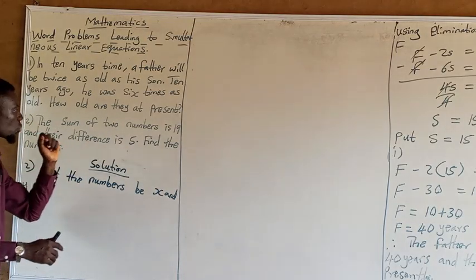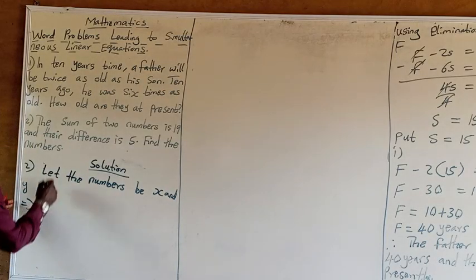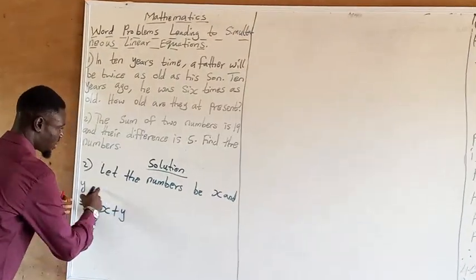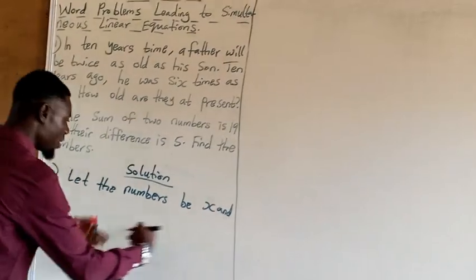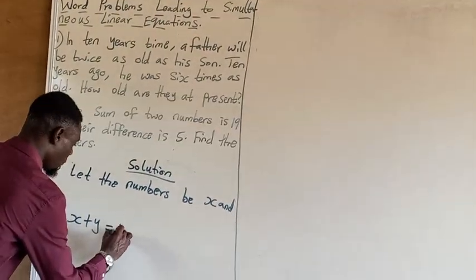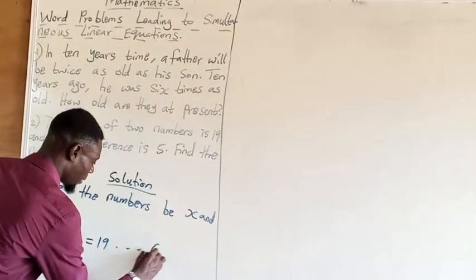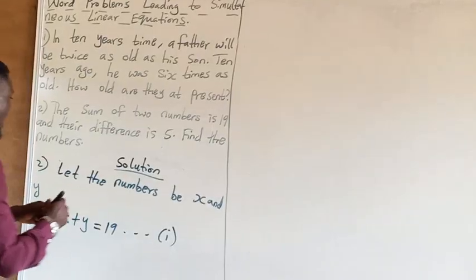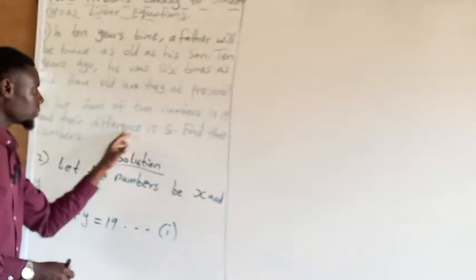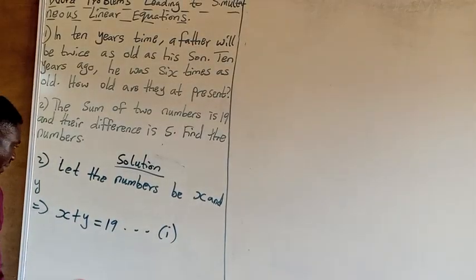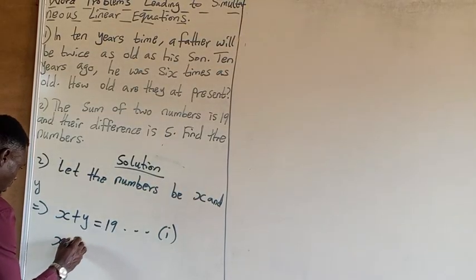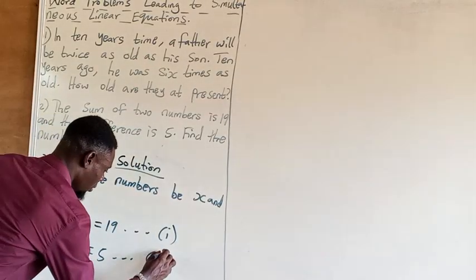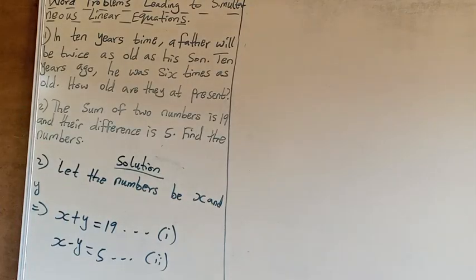The sum of 2 numbers is 19. The sum of 2 numbers, that is X plus Y. And I've said, let the numbers be X and Y. Then the sum of these numbers, X and Y, is equal to 19. This is equation 1. Now, coming downward, we said, and their difference is 5. Difference means minus. That means X minus Y is equal to 5. This is equation 2. So let's use the elimination method.